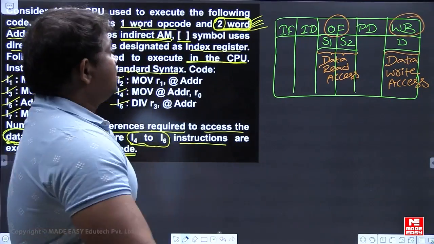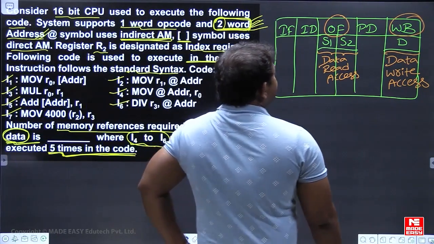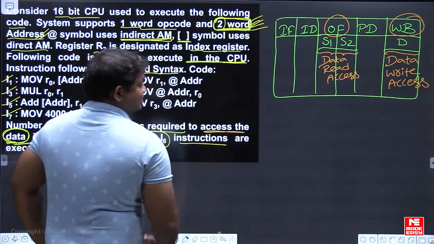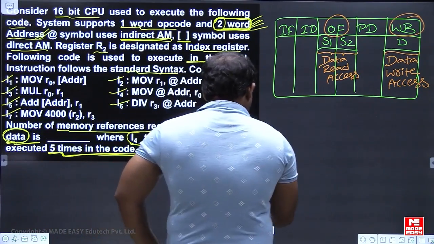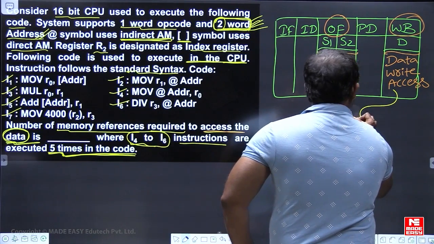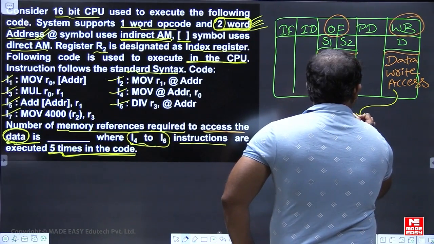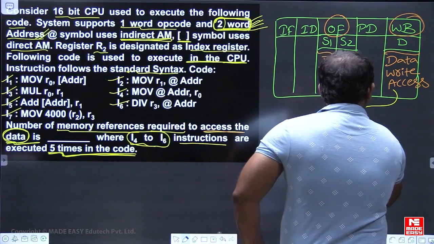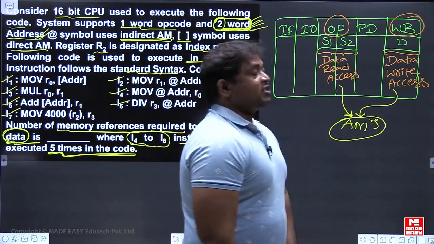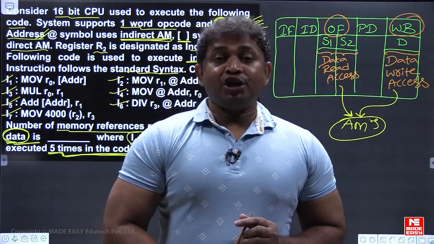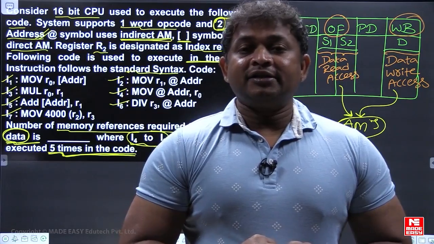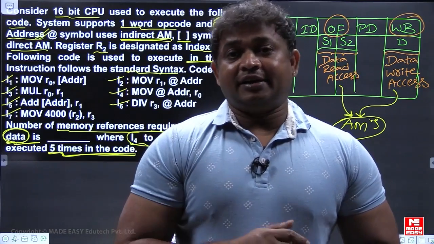Now what are we going to do? The question expects only the data accesses. These data accesses depend on the addressing modes. What is the source addressing mode? What is the destination addressing mode? Based on that, the number of memory references is countable only for data.